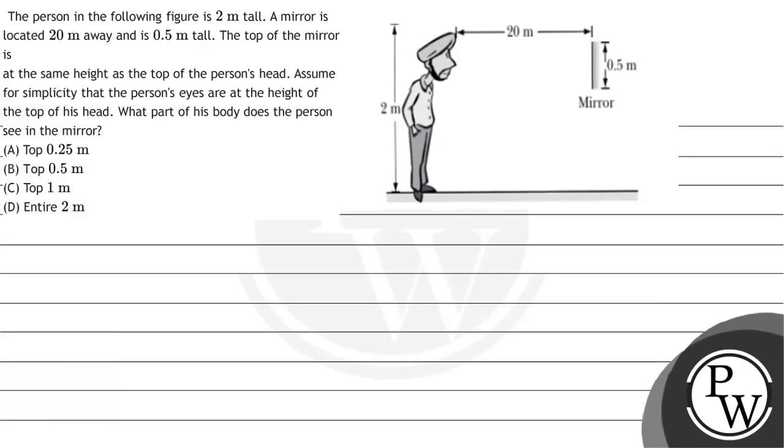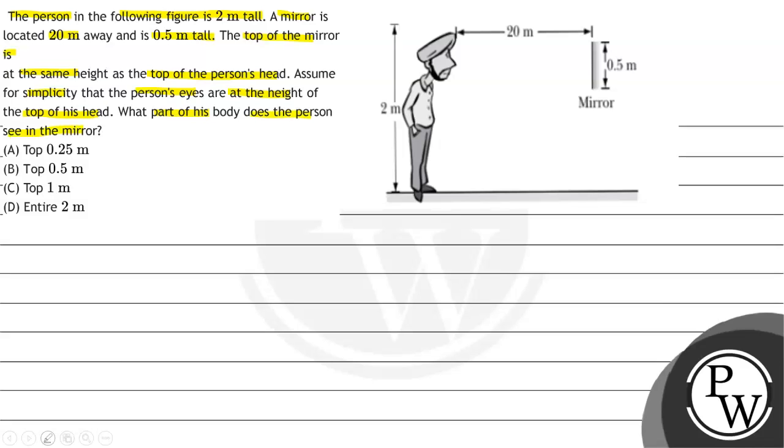Let's read the question. So the question says, the person in the following figure is 2 meters tall. A mirror is located 20 meters away and is 0.5 meter tall. The top of the mirror is at the same height as the top of the person's head. Assume for simplicity that the person's eyes are at the height of the top of his head. What part of his body does the person see in the mirror?